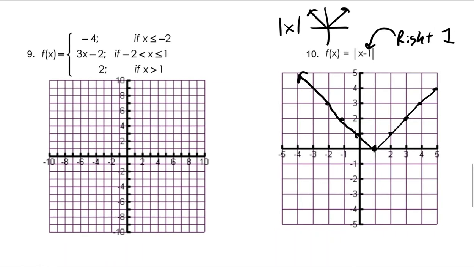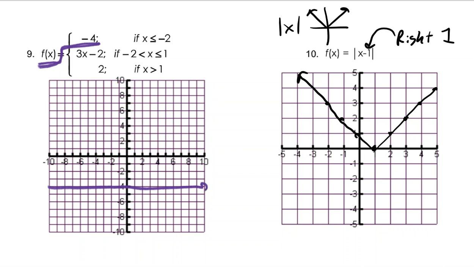Okay, number 9 is a piecewise function, and piecewise functions are not nearly as difficult as sometimes students make them out to be, but to your credit, you just don't practice them as much in Algebra 2 as you probably should. So a piecewise function is just a function that's split up into multiple pieces. So sometimes it's going to be y equals -4. I know how to graph that. Sometimes it's going to be y equals 3x minus 2. And that's in slope-intercept form, so I could graph that.